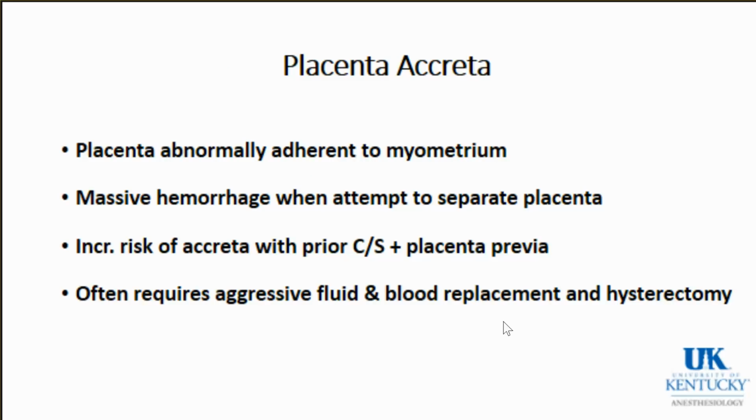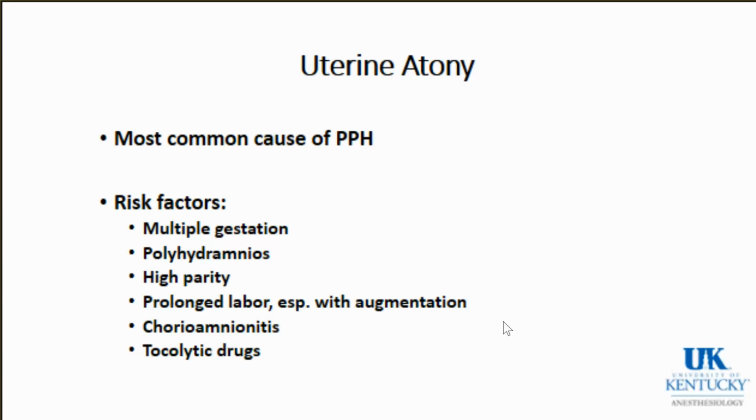So placenta accreta is where the placenta is abnormally adherent to the myometrium. And if you try to separate that placenta, you can get massive hemorrhage. So if you make the diagnosis ahead of time, generally they will not try to deliver the placenta. They will close up and do a hysterectomy. And these patients just need to be treated like a big-time case for potential massive hemorrhage.